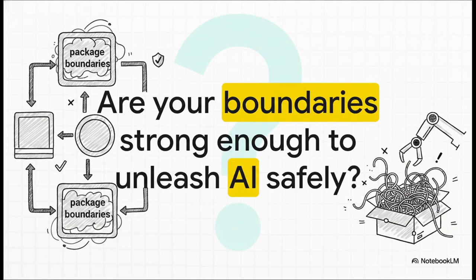As we wrap up this explainer, I really want to leave you with a thought to chew on regarding your own software projects. Take a hard look at your current architecture. Are your package boundaries strong enough to safely unleash AI in your codebase? Or is everything sort of tangled together, just waiting for an automated assistant to pull the wrong thread and unravel the whole thing? Definitely something to think about before you let AI write your next major feature.